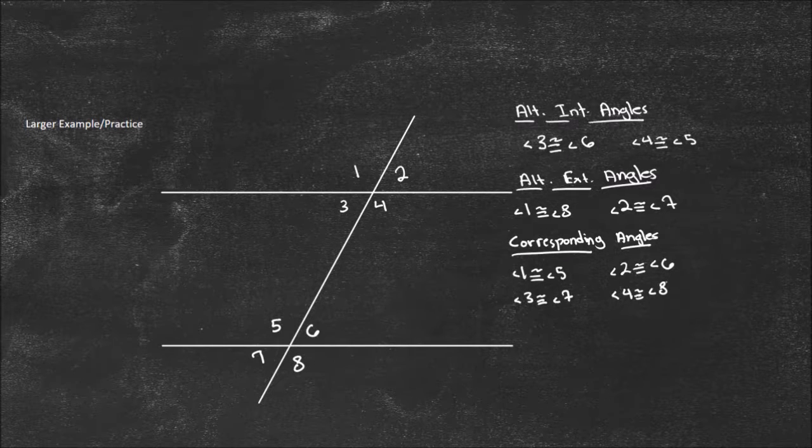So notice that here you will have an interior angle, like 4 is an interior angle, but it corresponds with an exterior angle. And that's okay because all we're looking at is their placement relative to the other ones in the group of 4.